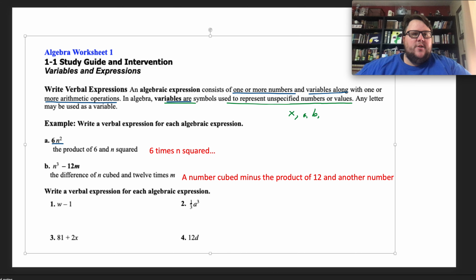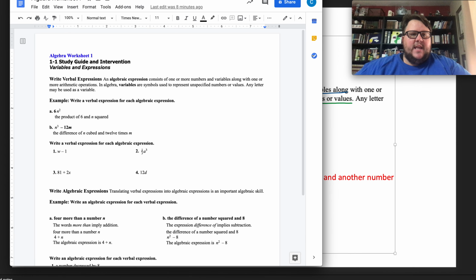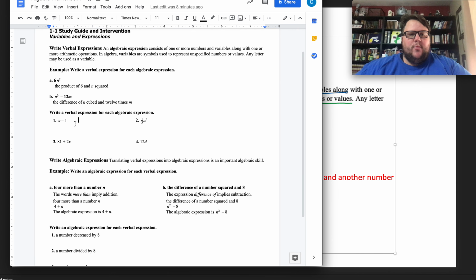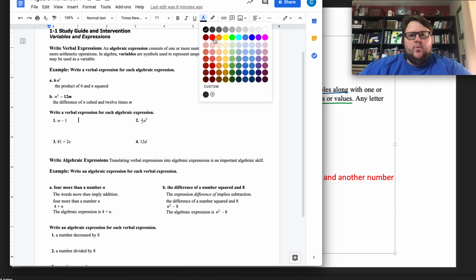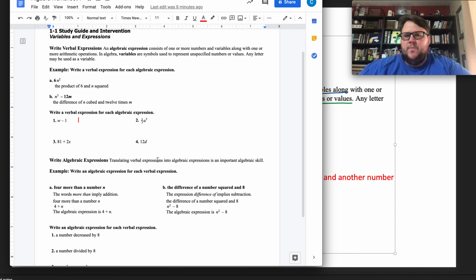So if you look here, I'm just going to pull over the actual document that you guys are going to be working on. Number 1 is right here. And when you go to do this, I really want you guys to change up the color. So you have W minus 1. I would say the difference of W and 1. And that is fully acceptable.